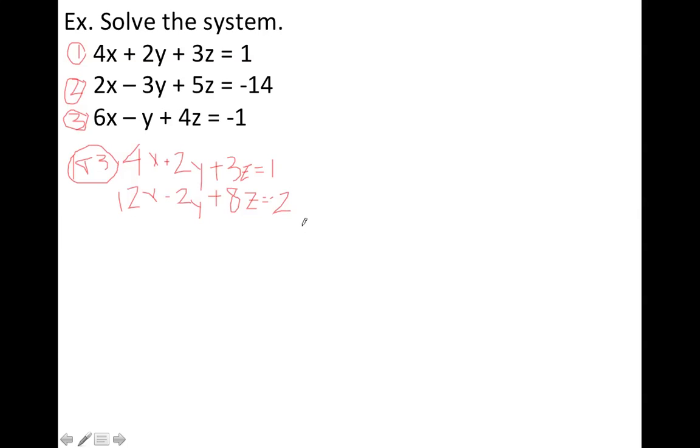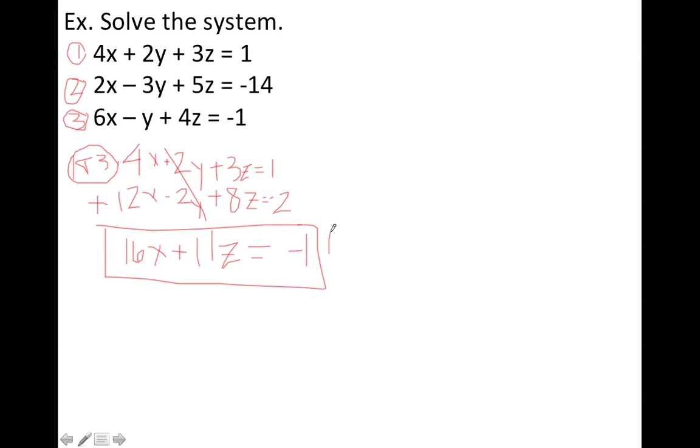Okay, same thing as before, we add up our two equations. So 4 plus 12 is 16x. Again, we're eliminating y, so 2 plus a negative 2, those are eliminated. And we add up our z's, we'll get 11z. And add up our constants, we get negative 1. Now, notice how we went from 3 variables to 2 variables, so I'm going to box this in, because we're going to use that later, and label it A.